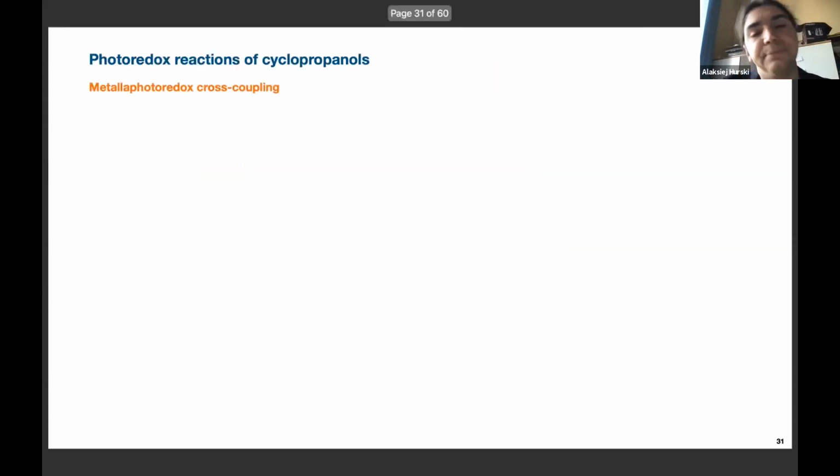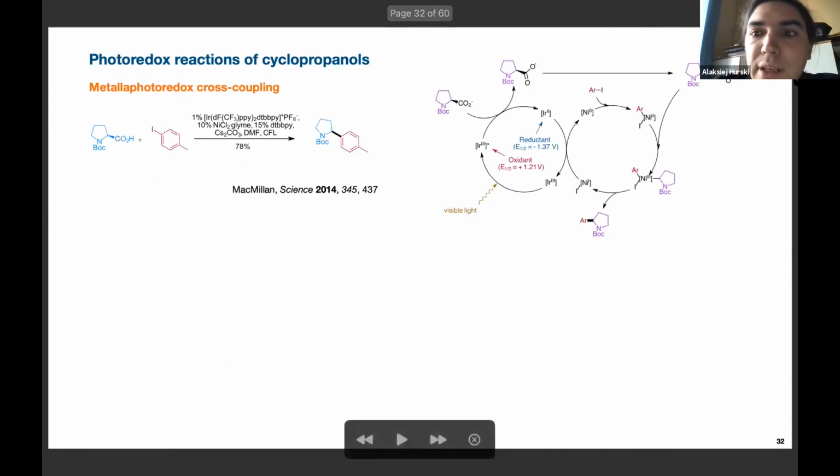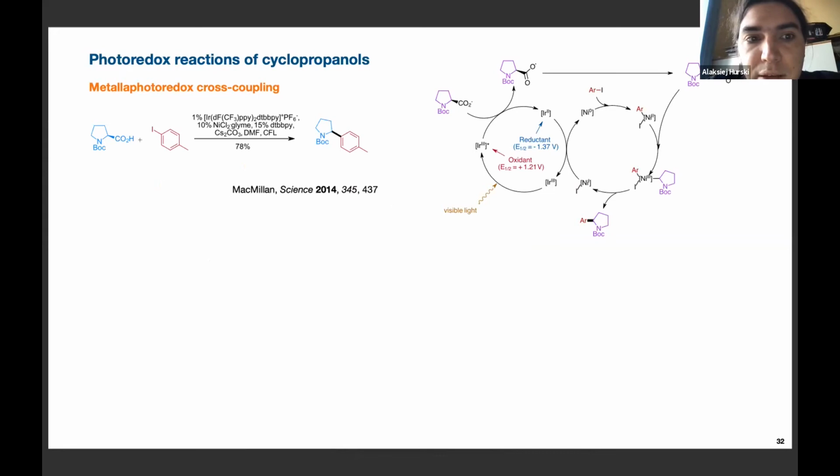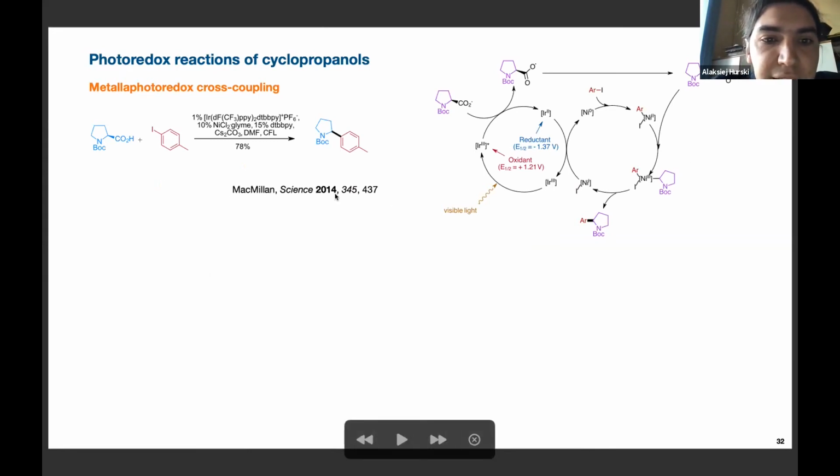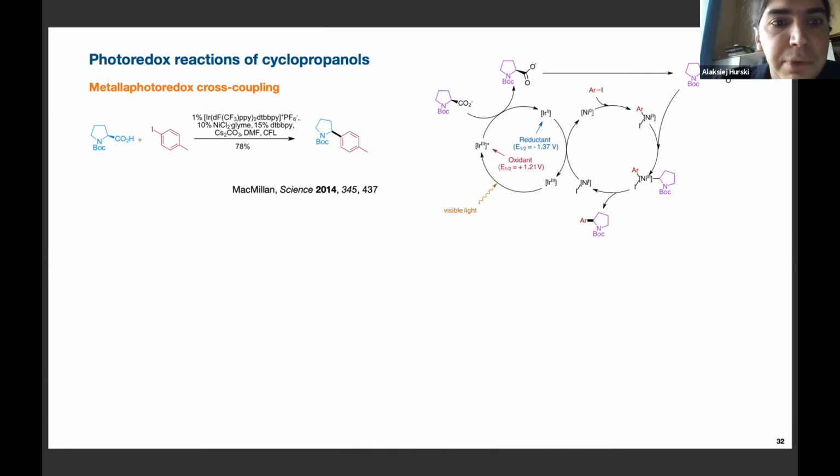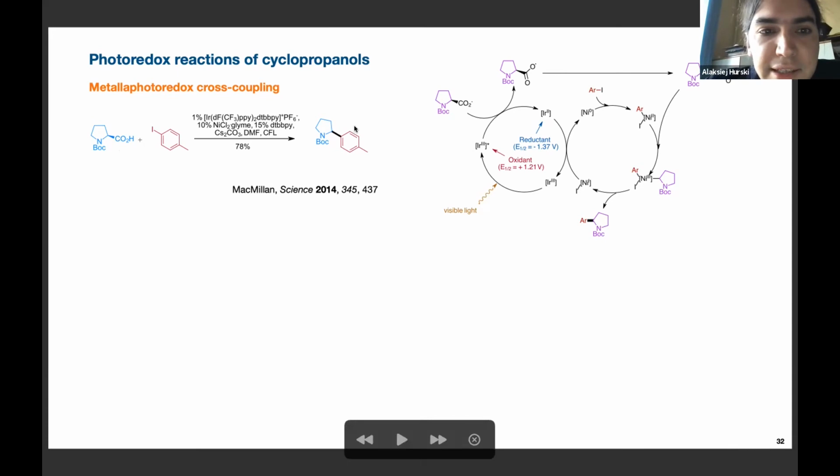Next, I've already talked about CH activation and electrochemistry, and now I'm going to talk about photochemical redox reactions of cyclopropanols. Metal photoredox catalysis dramatically changed the field of cross-coupling. This is the work by Professor MacMillan, published in Science in 2014, which enabled the use of carboxylic acids instead of organometallic compounds in cross-coupling. And this is how photoredox catalysis works.